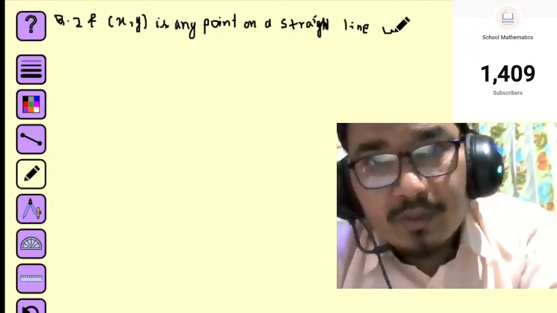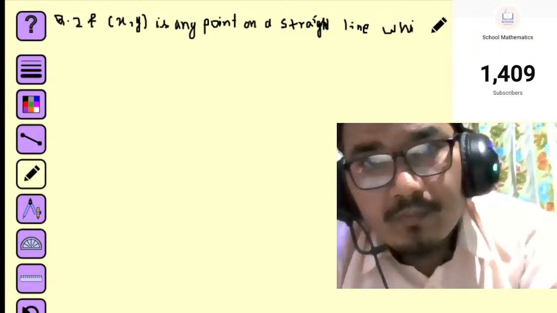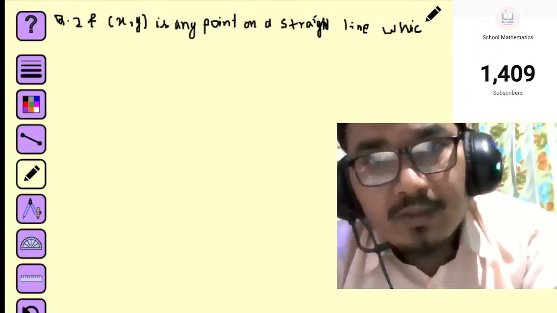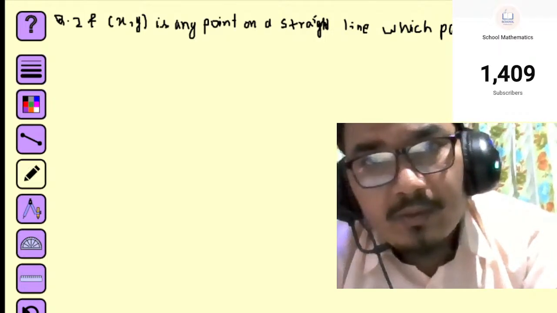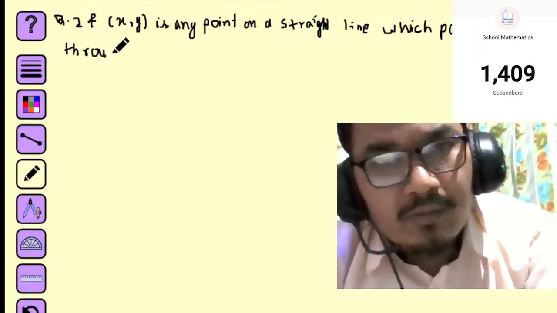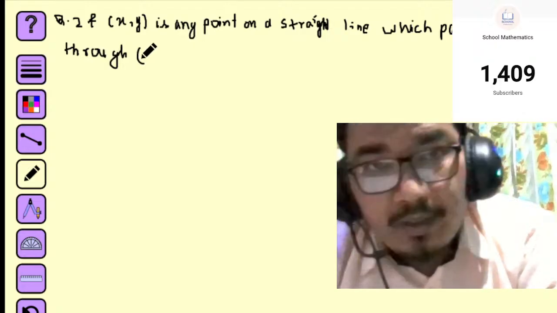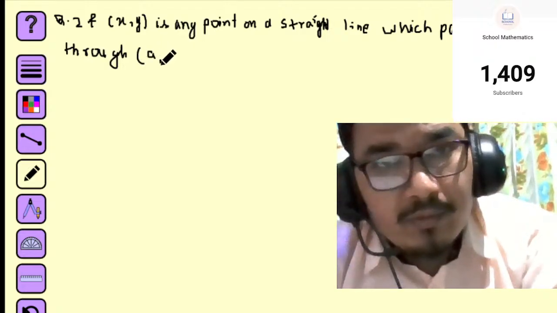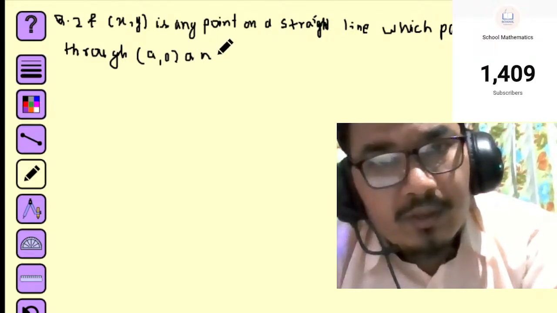Which passes through the point a comma 0, and the point 0 comma b is also given.